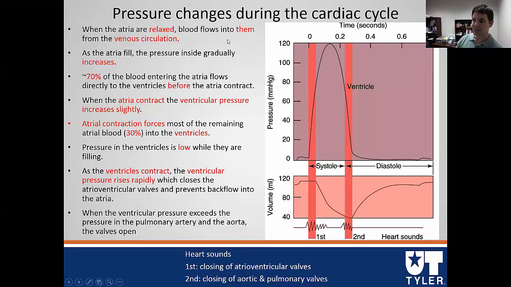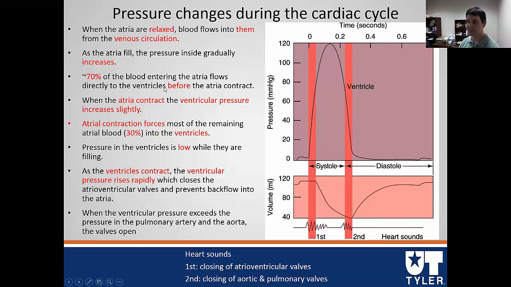When the atria are relaxed, blood flows into them from the venous circulation, returning blood back into the heart, primarily into the right atria if it's coming from systemic, and in the left atrium if it is coming from the pulmonary system to return blood flow back that is now oxygenated. As the atria fill, the pressure inside is going to gradually increase. And so we can see that here. We'll see a gradual increase in that.